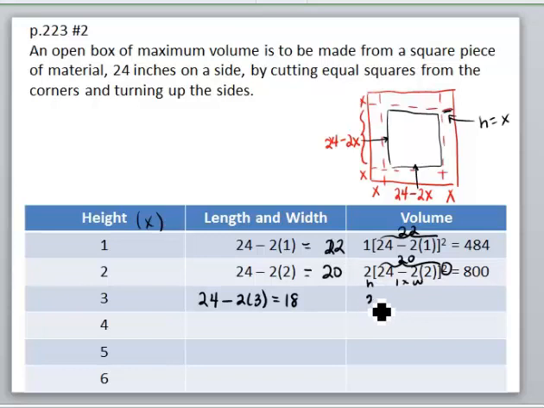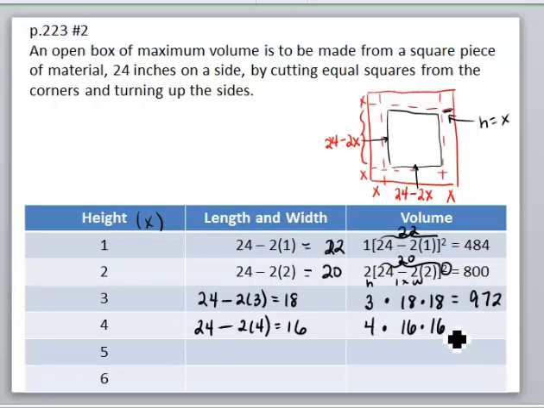So my volume would be 3, the height, times 18 times 18, and I'm writing it out a little bit differently. I think it looks less confusing than what I had typed in there. That ends up giving us 972. I'm going to plug in 4, and I end up getting 16. And then I have my height is now 4 times my length and my width are 16, so 16 times 16. That ends up giving me the answer of 1024.